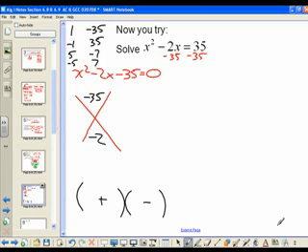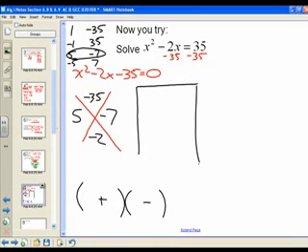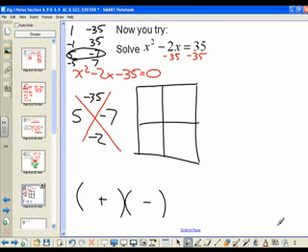Which of these added together will give me negative 2? Negative 7 and 5. Negative. So we make our box. So we have x squared, negative 35. We have 5x, negative 7x.